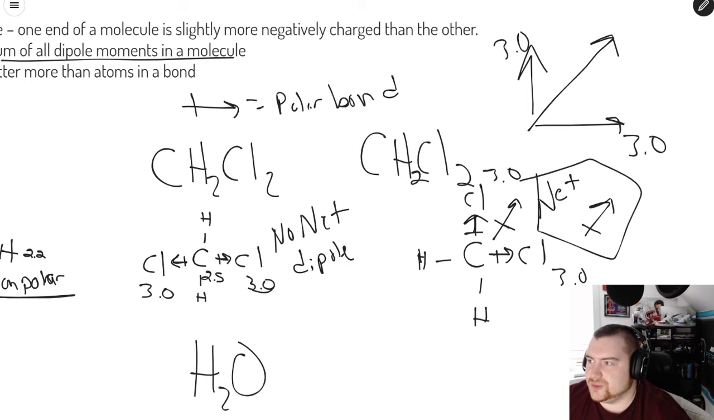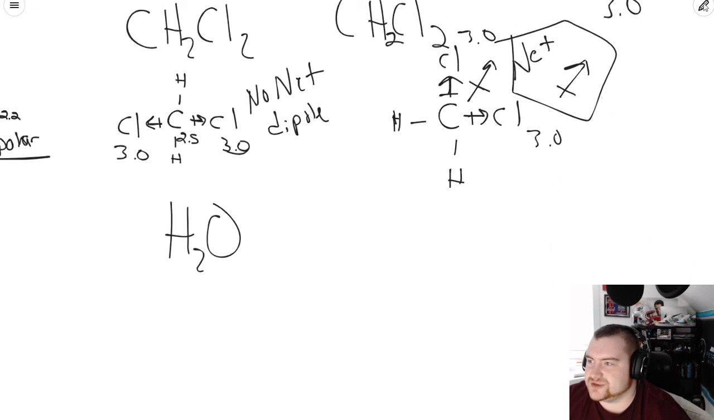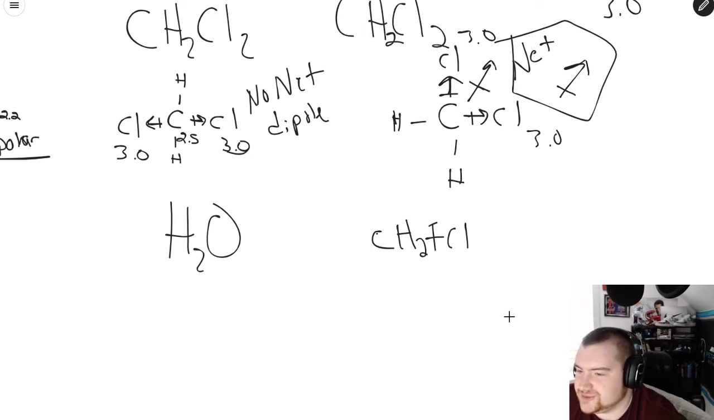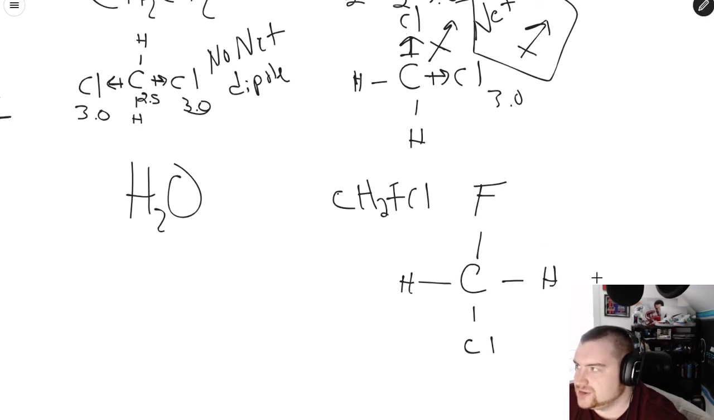I just thought of a good one that we can do next that I don't have on there, so we're going to do this. CH2FCl. So for this one, we would have carbon. Let's just say we have H's, we have fluorine, and then on the bottom we have chlorine. Okay. So for this, we know both of the hydrogens, that's not polar. We know that fluorine has a value of 4.0, chlorine has a value of 3.0. So we have a polar bond going this way and a polar bond going that way.